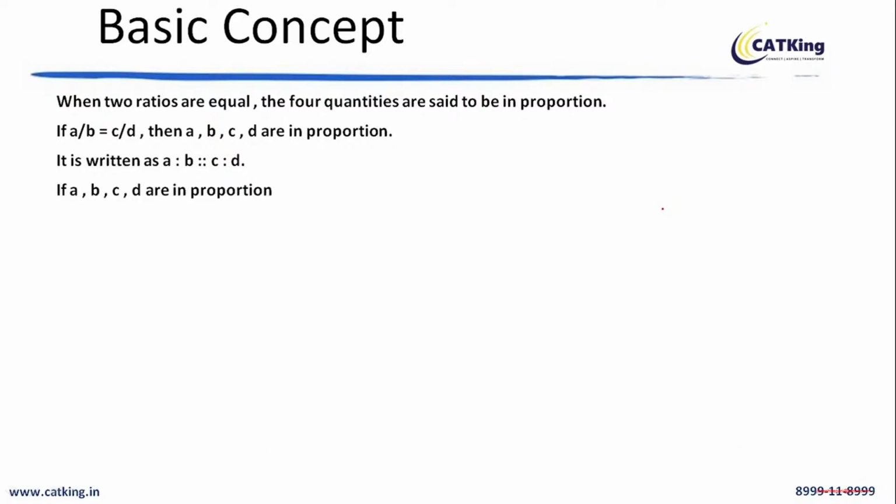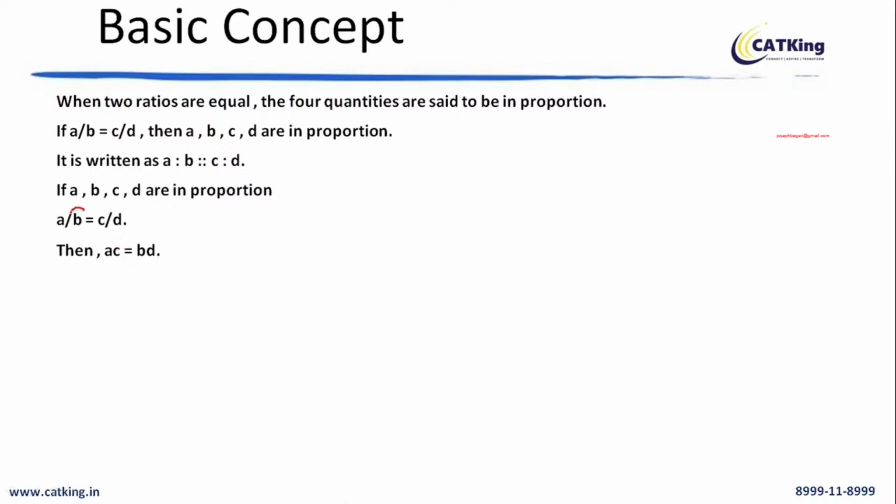Alright, so what is the explanation or application if the ratios are in proportion? If A, B, C, D are in proportion, which means A upon B is equal to C upon D, we can cross multiply them and we get AD is equal to BC. Something I think you all know this.